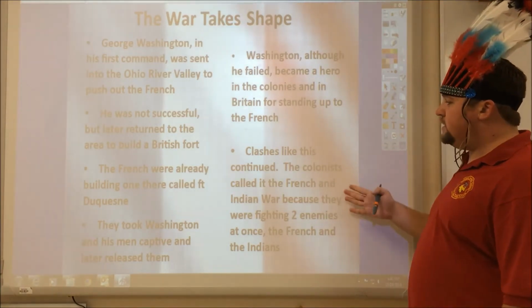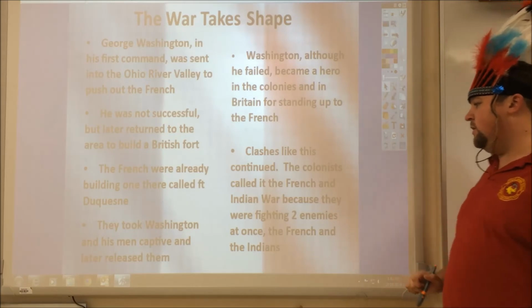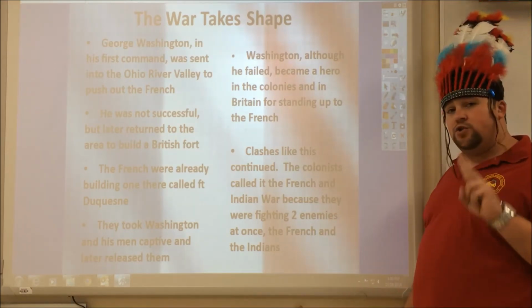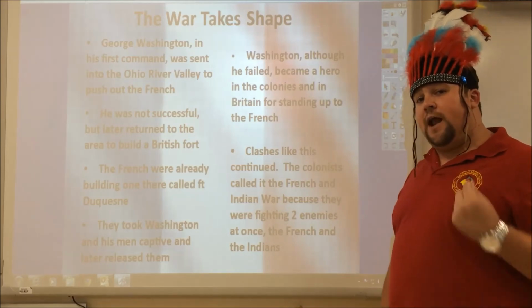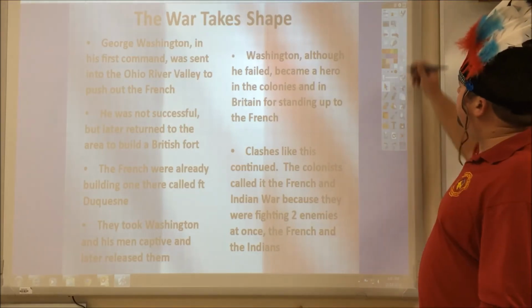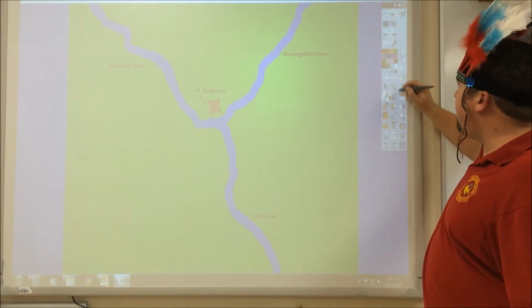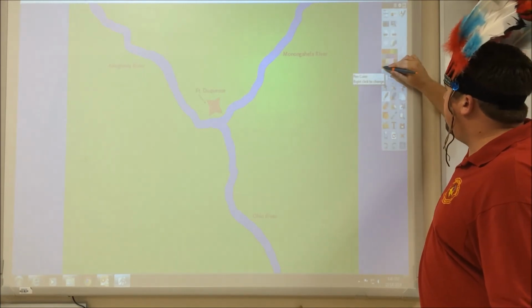So clashes like this continued. The colonists called this conflict the French and Indian War, because they were fighting two enemies at once, the French and the Indians. Okay, and on this next slide here, I have just a quick little graphic to kind of demonstrate to you how this went.